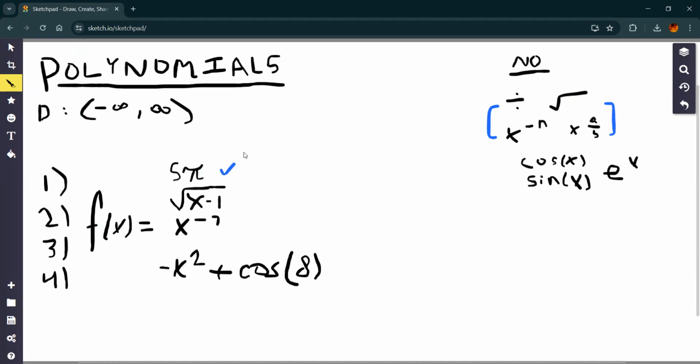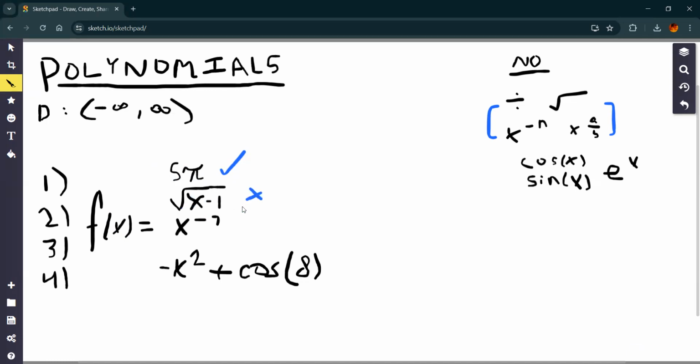5 pi, yes. That might seem weird, and we're saying f of x equals 5 pi, by the way. That might seem weird because there's no x, but that's completely fine. That will just be a straight line. That means that basically every y value equals 5 pi. So it's just a constant. So that is a polynomial.